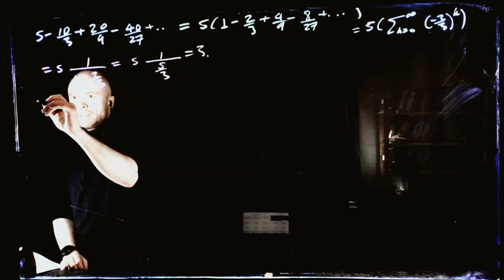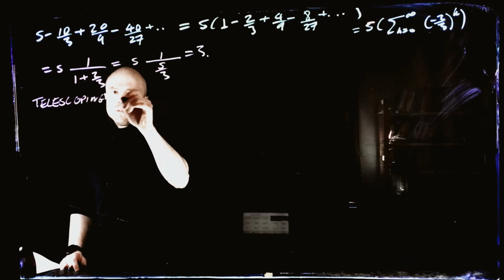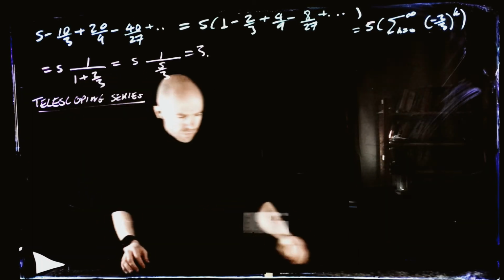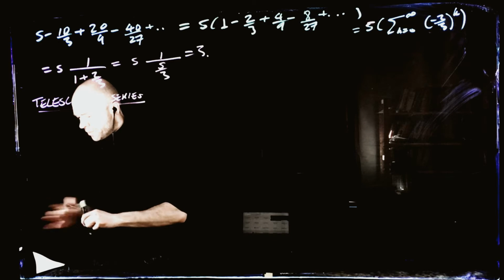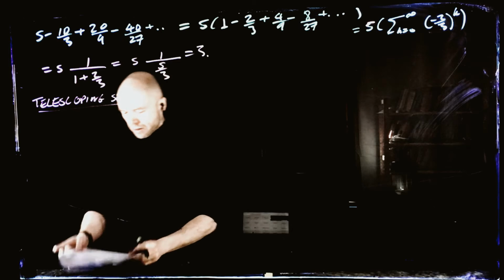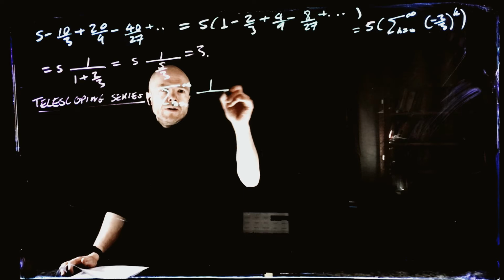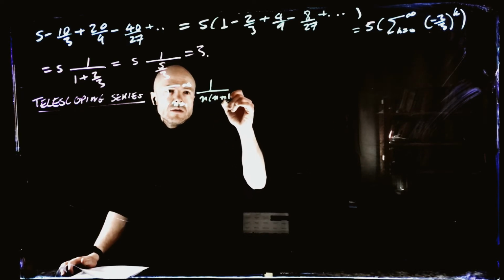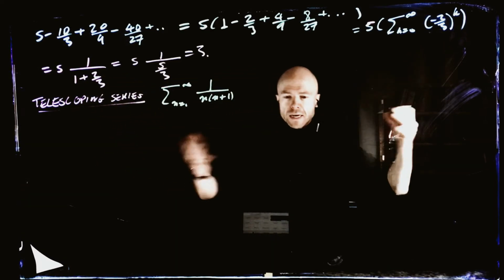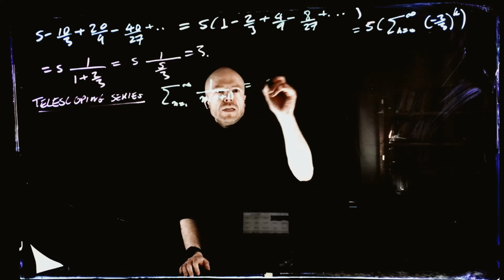Okay, telescoping series. So, telescoping series, very different nature. They go to 0 much more slowly, generally speaking. And here is a classic example. The sum from n equals 1 to infinity of 1 over n times n plus 1. They're called telescoping because when we consider the partial sums, many of these terms will just flatten out. So, solution.